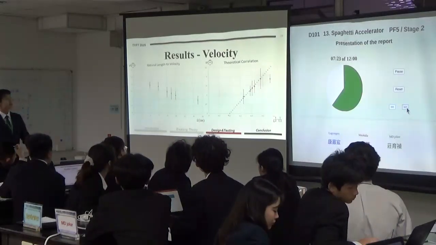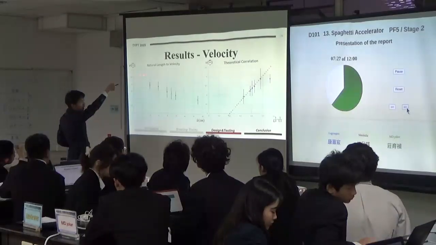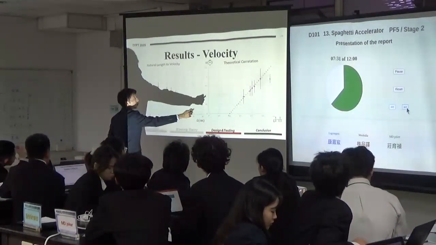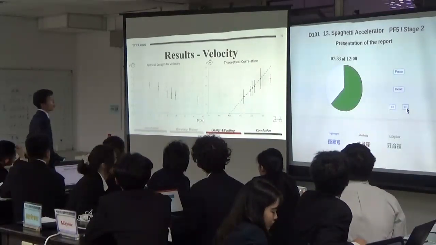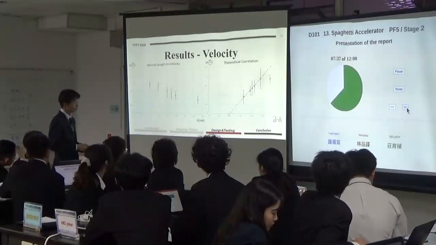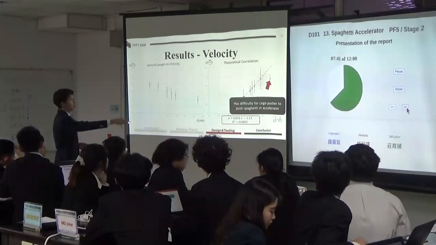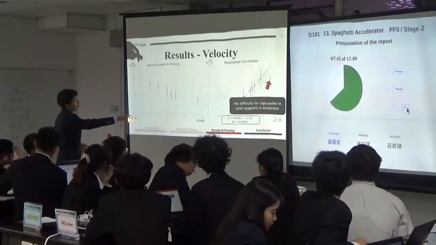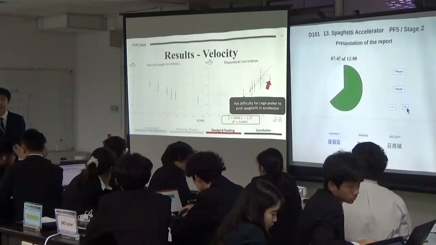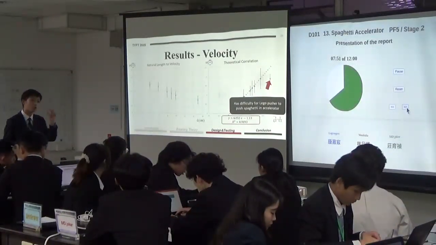And now, the results of the velocity. As you can see over here, this is decreasing. However, this one is increasing. And as we mentioned earlier, the error bars are due to fracture. And also, for this one, there is difficulty for the Lego pusher to push spaghetti into the accelerator, as the spaghetti has been too short.